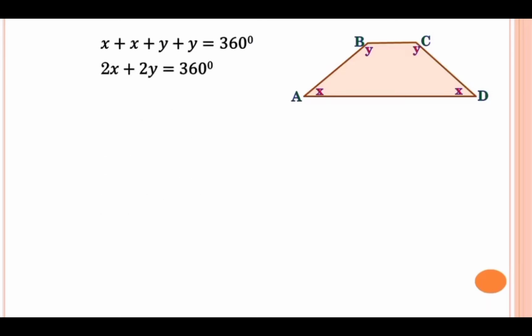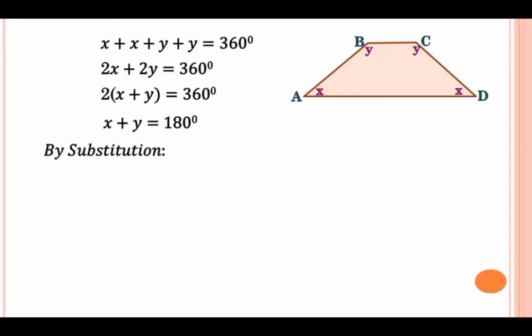So we have 2x plus 2y equals 360 degrees, which can also be written as 2 times quantity x plus y equals 360 degrees. Dividing both sides by 2, then we will have x plus y equals 180 degrees.